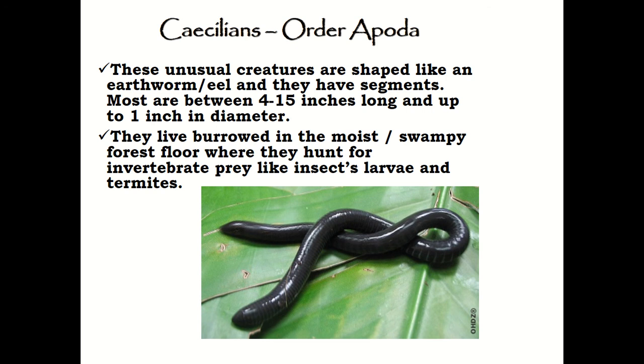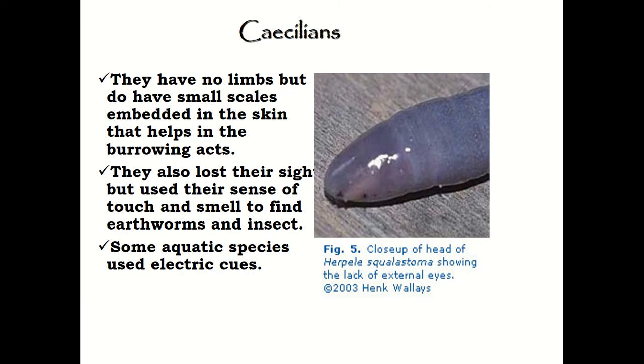The members are known as the Caecilians. These Caecilians are shaped like an earthworm, or they look like an eel, and they have a segmented body. Most of them are between 4 to 15 inches long and up to 1 inch in diameter. They live burrowed in the moist or swampy forest floor, in which they hunt for invertebrate prey like insect larvae and also termites.